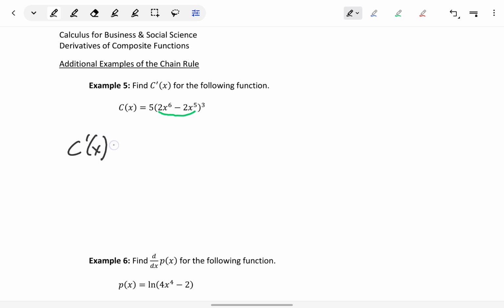To find c prime of x then, we'll follow the derivative rule for that outer function, so we have a power function. We also have this coefficient in front. So this will be 3 times 2x to the 6th minus 2x to the 5th squared times the derivative of that interior function.